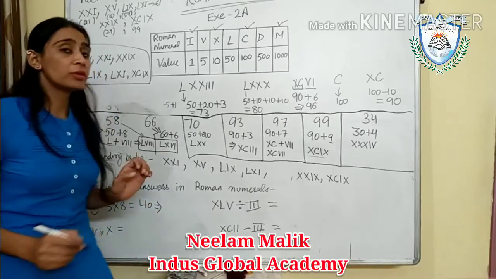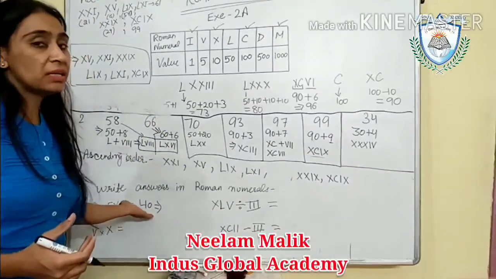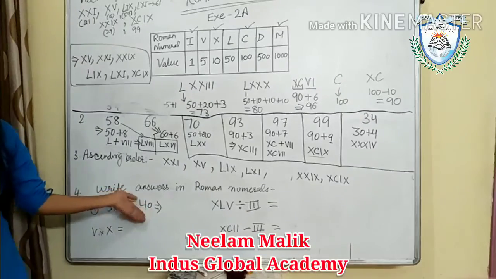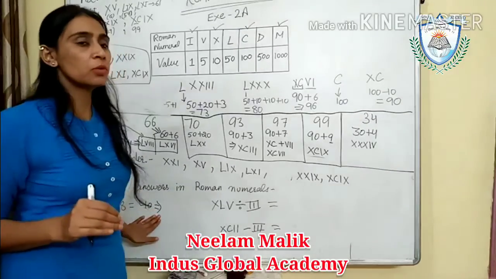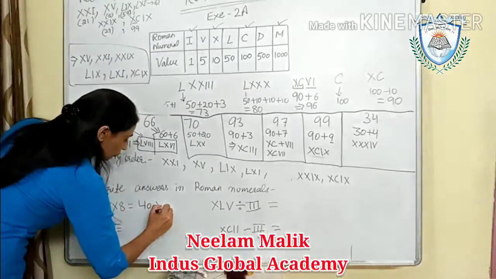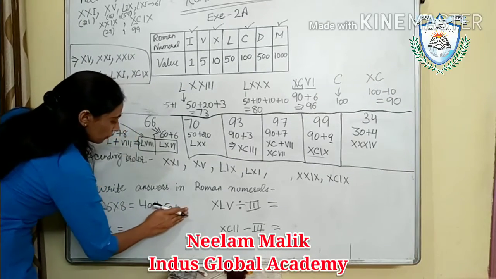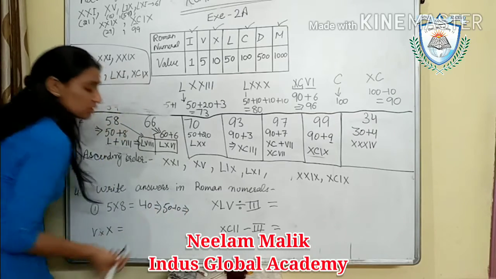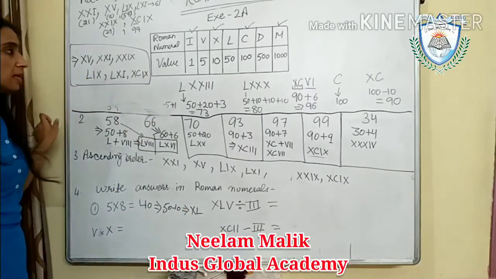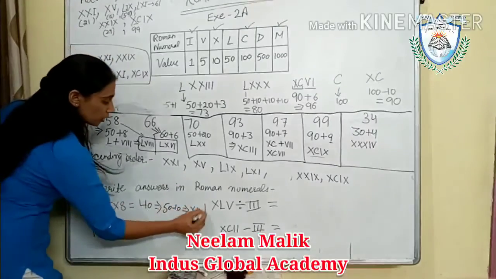Now what is the Roman numeral for 40? We cannot repeat X here, because X we can repeat only 3 times. So up to 30 we will repeat. Now we will find this 40 with the help of 50. 50 minus 10. What is 50? 50 is our L, and if we are subtracting, we write X on the left-hand side. So XL is your 40.